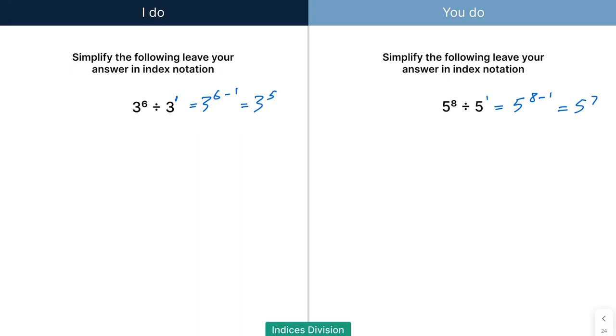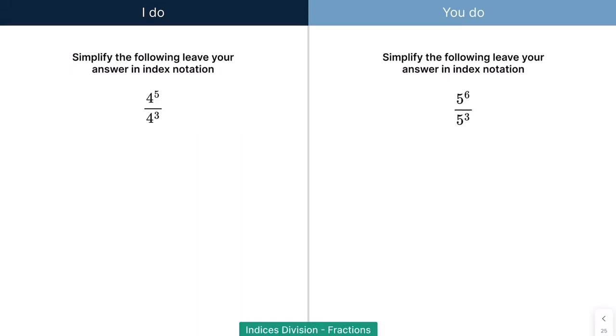And now, this might seem a little bit confusing because it's written as a fraction, but this is the exact same as writing this, okay? So the exact same rule applies. You are just going to subtract the 2 indices. So we are just going to do 4 to the power of 5 minus 3, and the answer is 4 squared. Again, on the right, it's the exact same thing. We just think of it as division, and we are going to subtract the indices.